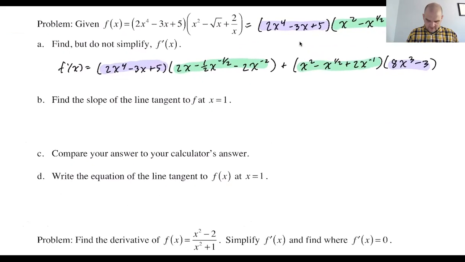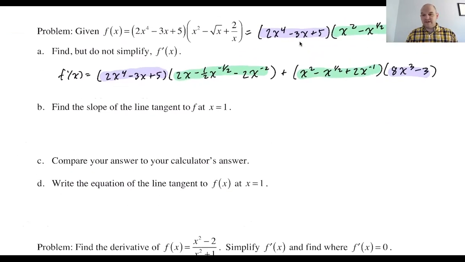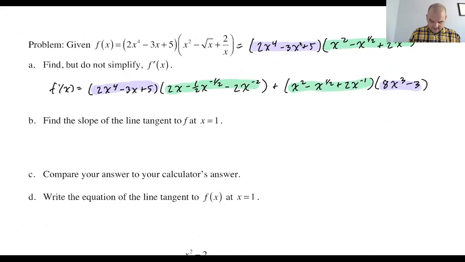So now find the slope of the line. The slope of the line is just the value of the derivative. So let's find f prime of 1. Why is 1 so popular? Because it's so easy to evaluate things. 1, -1, 0, you're going to see those all the time because they're the easiest things to sub in.